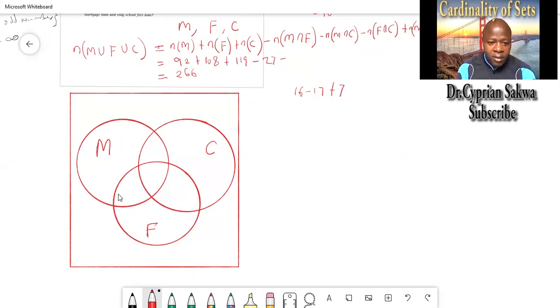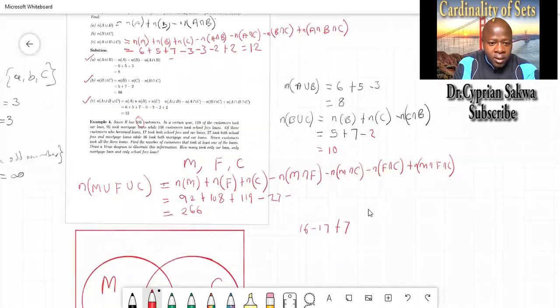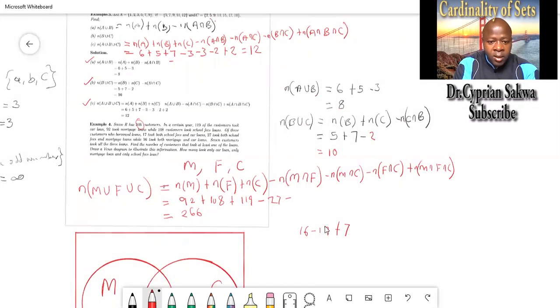Now, it's easier for me to begin by placing the ones that took all the three loans. And were they 7? There were 7 who took all the three loans. So I'll begin by inserting those that took the intersection. Let me just erase this first of all so that I can enlarge it.